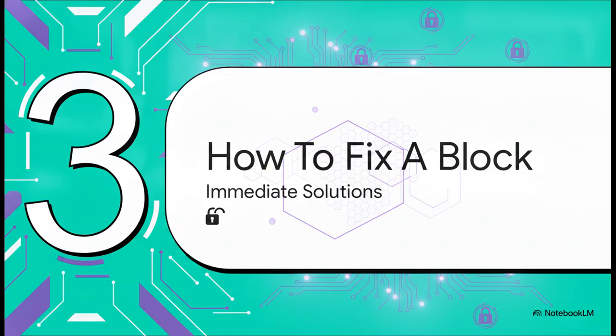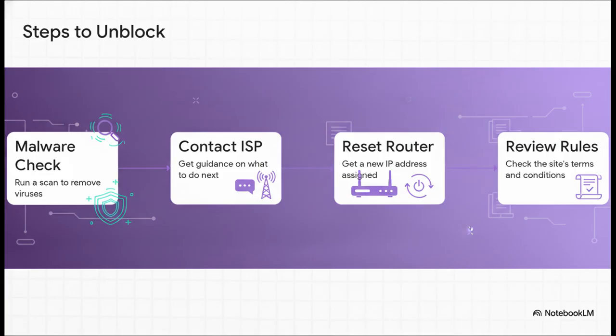So let's talk solutions in Section 3, how to fix a block. What do you actually do when you find yourself on the wrong side of that digital bouncer? Well, here is your immediate action plan. First off, check your device for malware. Sometimes a totally hidden virus is triggering the block without you having a clue. Second, contact your internet service provider for guidance. Third, and this is a fantastic, super easy quick fix, just reset your router. Seriously, rebooting your router can often force your ISP to assign you a brand new, unblocked IP address. Problem solved. And finally, just double-check the site's rules to make absolutely sure you didn't accidentally cross a line somewhere.